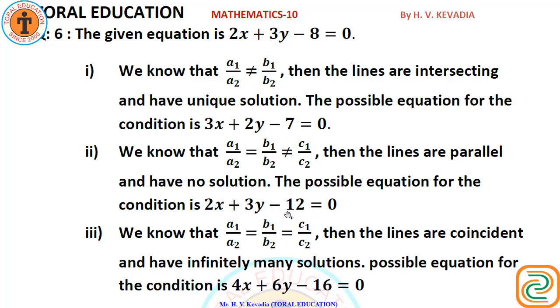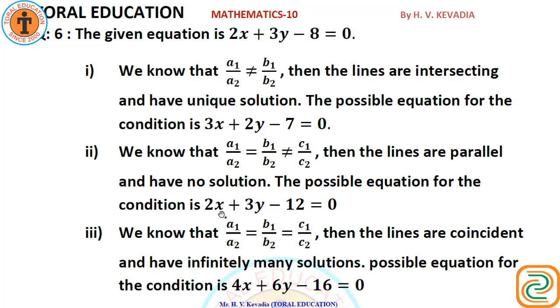Minus 8 upon minus 12. So 4 2s are 8 and 4 3s are 12. So it will be 2 upon 3. This is 2 upon 2, this is 3 upon 3, and this will be 2 upon 3. So this condition is followed here. So this is our equation.